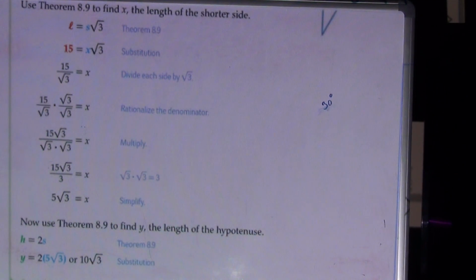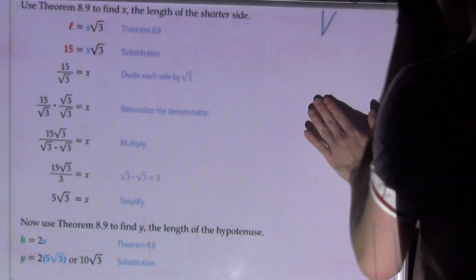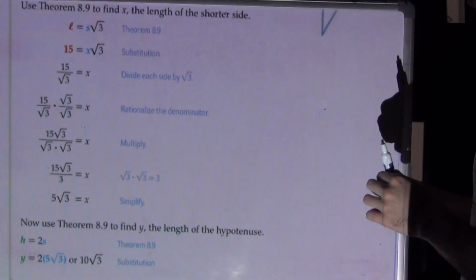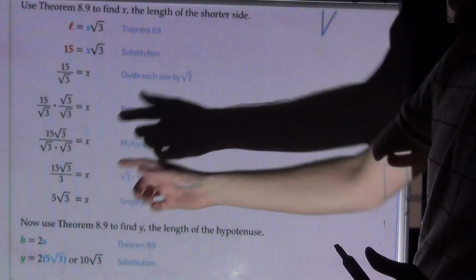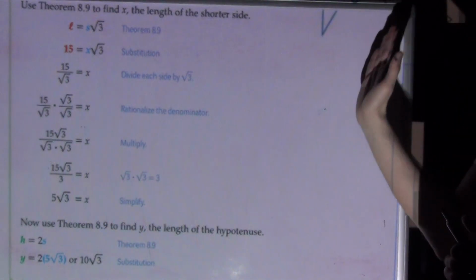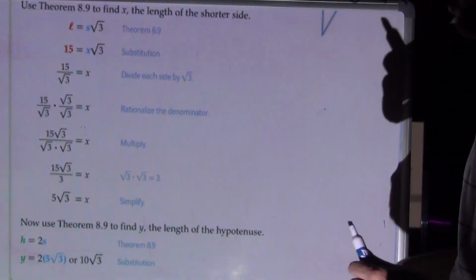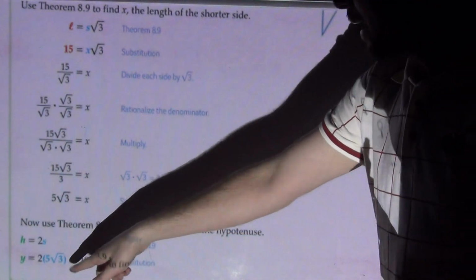So my x there, you can't see the picture anymore, is 5 root 3. Okay, so that across from the 30 is 5 root 3. Once I have that, if you look back at your theorem, I know that the length across from 90 is going to be equal to 2 times that. So I just do y equals 2 times 5 root 3.